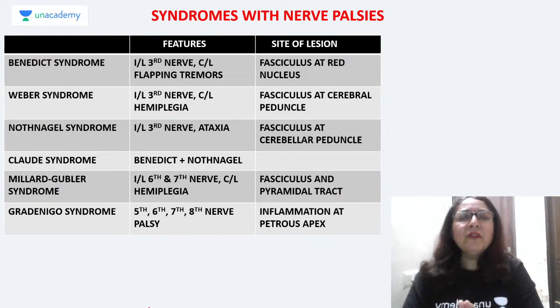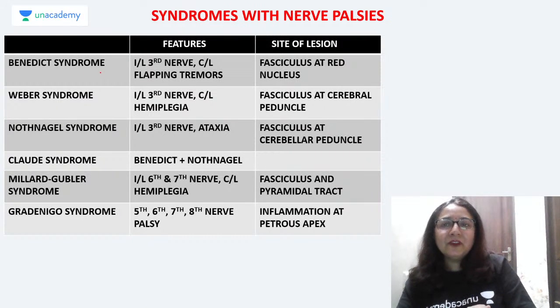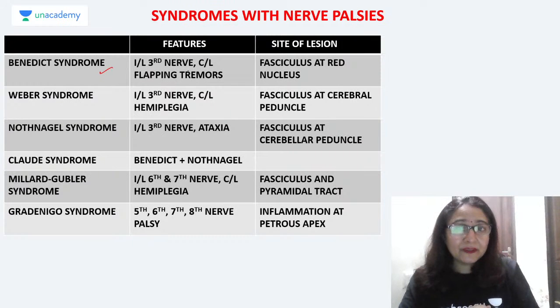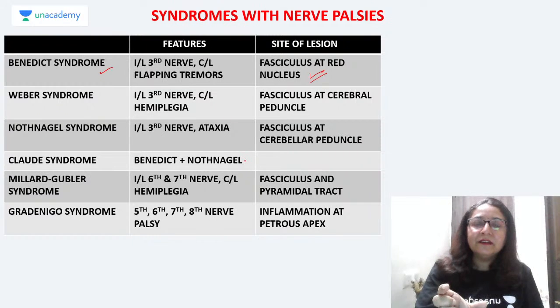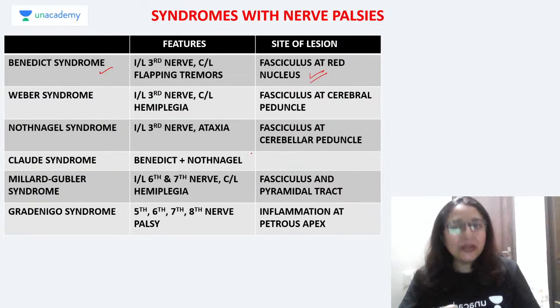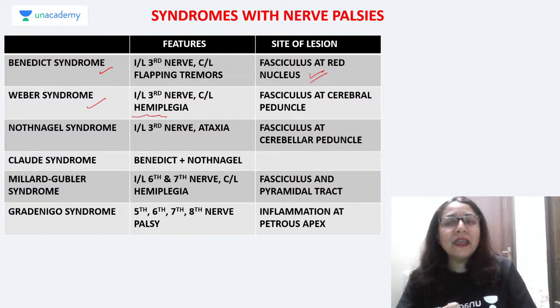Okay. Then moving on to syndromes with the nerve palsies. So there is a table, of course, we'll have to remember it. There are four syndromes which are associated with third nerve palsy, and 2 syndromes which are associated with sixth nerve palsy. Okay. With the third nerve is your Benedict syndrome. In Benedict syndrome, it is ipsilateral third nerve with contralateral flapping tremors. If this is the feature, then the lesion is at the red nucleus, where the third nerve fasciculus is passing. In Weber syndrome, it is ipsilateral third nerve plus contralateral hemiplegia.